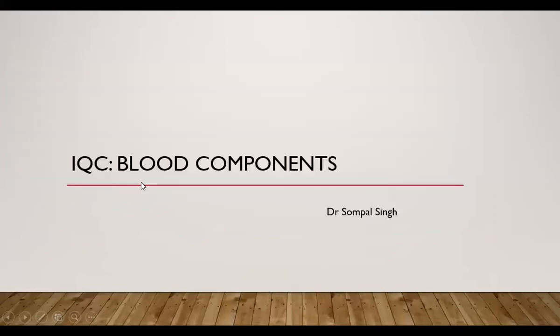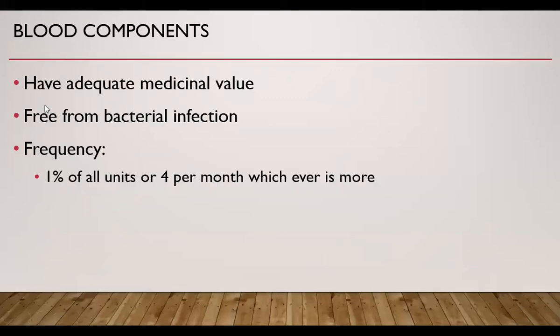Then internal quality control of blood components. Blood components should have adequate medicinal value. They should be free from bacterial infection and of course free from transfusion transmitted infections. The frequency of quality check should be 1% of all units or 4 per month, whichever is more.